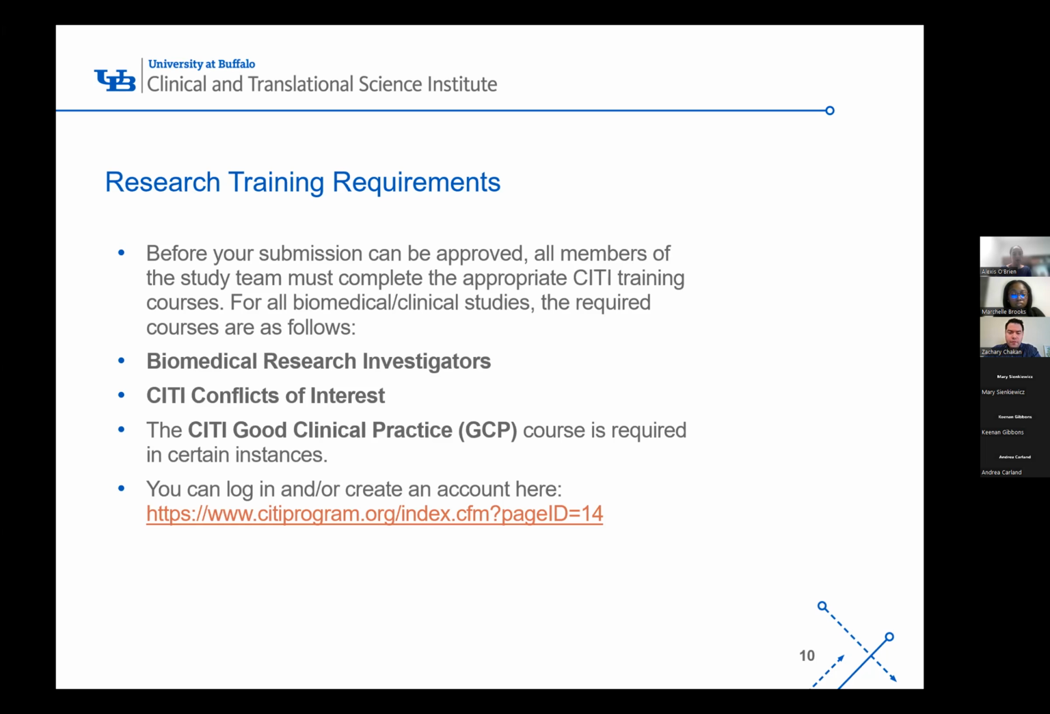For all biomedical and clinical studies, you are required to complete the CITI Conflicts of Interest course and the Biomedical Research Investigators course. And in many cases, the Good Clinical Practice course is required. It used to be that we required that for all cases, but that was recently changed. There is still a good portion of individuals who will need that GCP course.